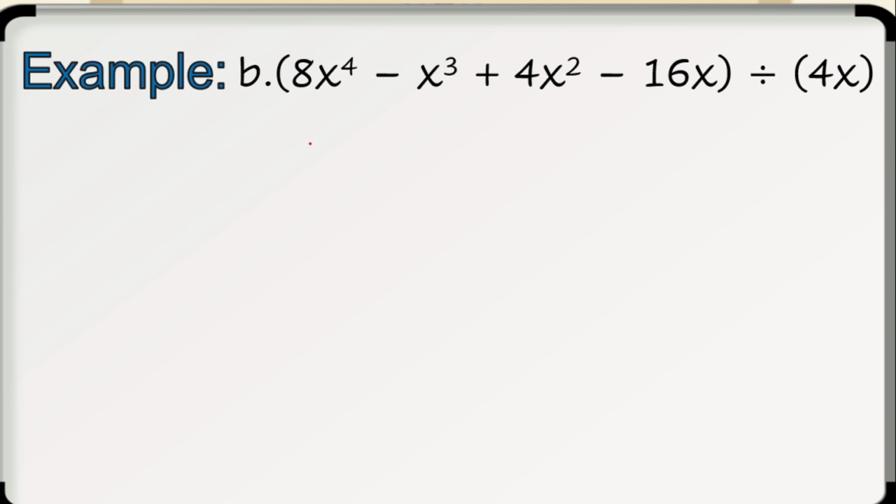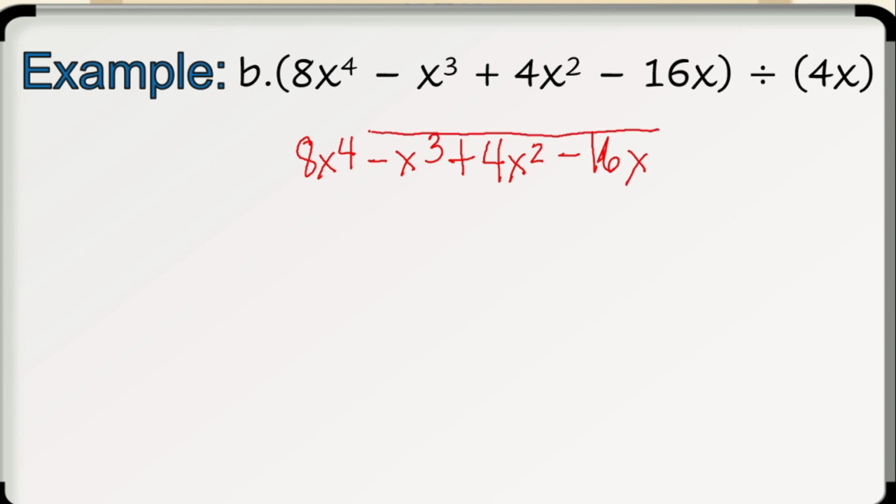Using the long division, arrange the terms of the polynomial from highest exponent to lowest exponent. Replace the missing terms with 0. We have 8x raised to 4 divided by 4x is 2x cubed. Next, 4x times 2x cubed is 8x raised to 4. Subtract, change the sign of the subtrahend, then add.